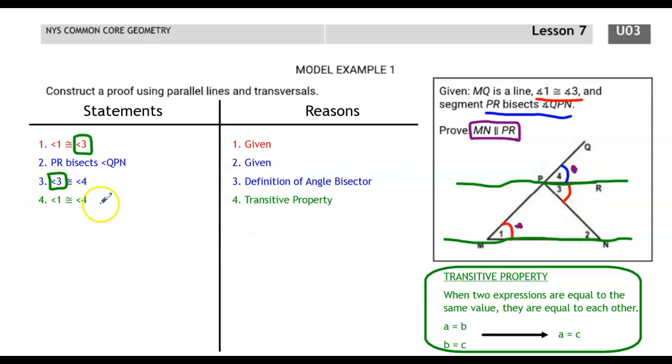So my fifth and last statement is going to be the fact that these two lines are parallel because of corresponding angles. And there you have it. There's our first model example. Remember, in this model example, we were asked to prove that MN is parallel to PR. Notice we didn't say anything about those transversal relationships until the very end.